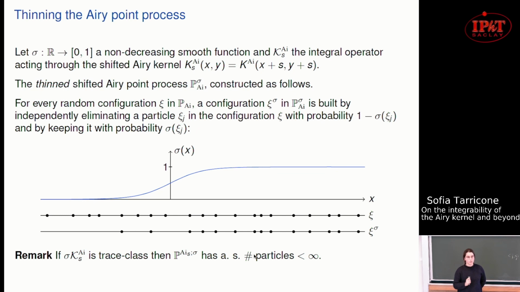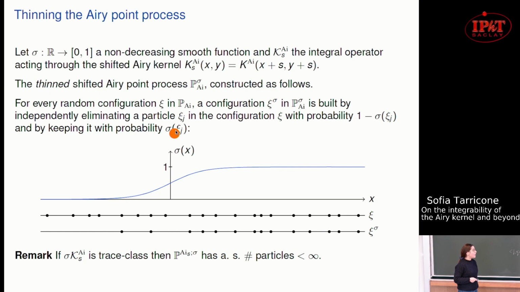So the very first determinantal point process that I showed you at the very beginning, we thin it with a sigma function. Again, the sigma will be the same sigma function that was the weight before. And what does that mean? It means that for every random configuration psi that you could have in your determinantal point process given by the Airy kernel, you now independently eliminate a particle that is at the site psi j with probability 1 minus sigma of psi j, so sigma evaluated at the position of the particle in the process, and you keep it with probability sigma of psi j.